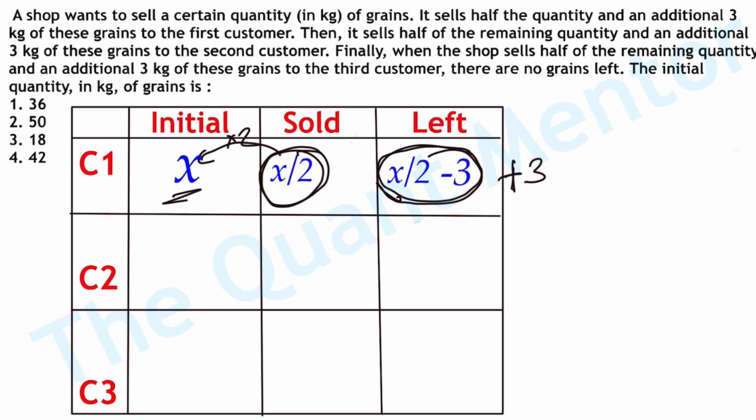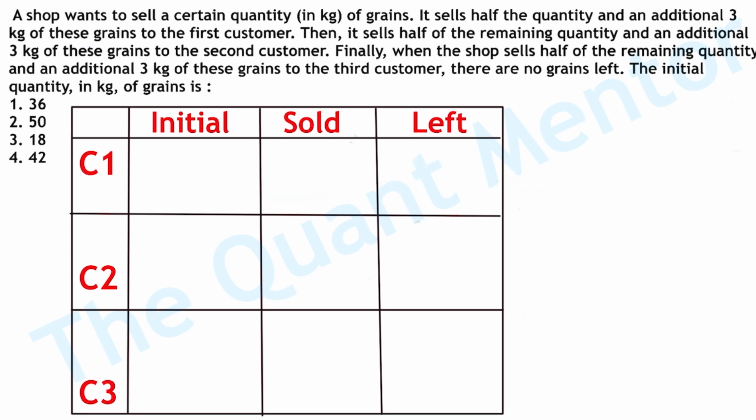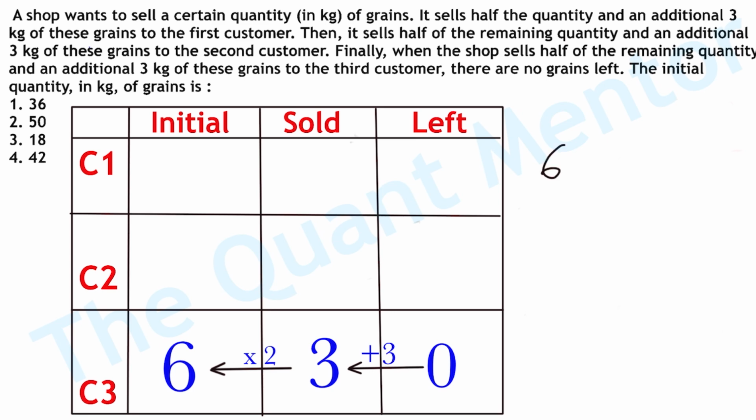And that's the shortcut to our question. We observed that when the third customer left, there were no grains left. So 0 kgs. As discussed, we add 3 to this, we get 3 kgs, and then multiplied by 2, we get 6. So when the third customer came, there were 6 kgs of grains. You can also cross check this, guys. 6 kgs of grains, half of that will be 3, and 3 extra will be 0. So that's how the third customer is served.